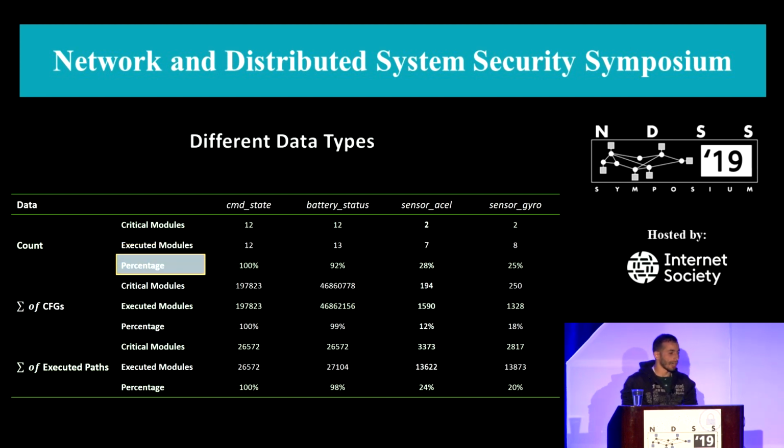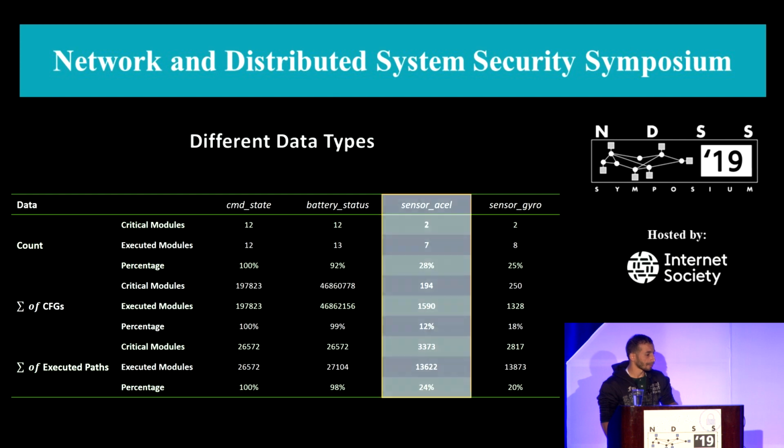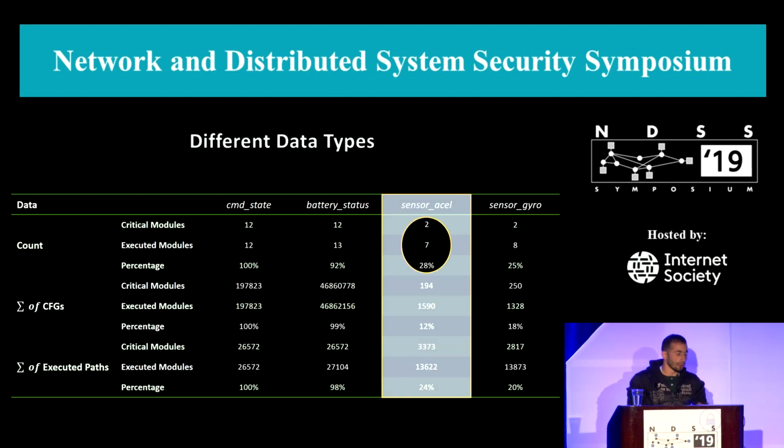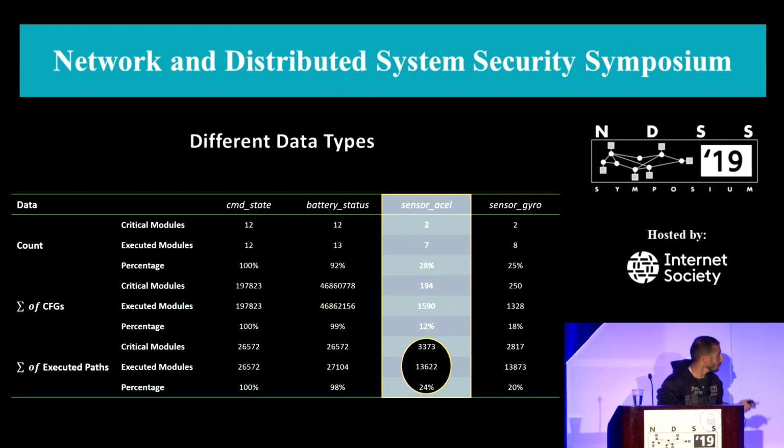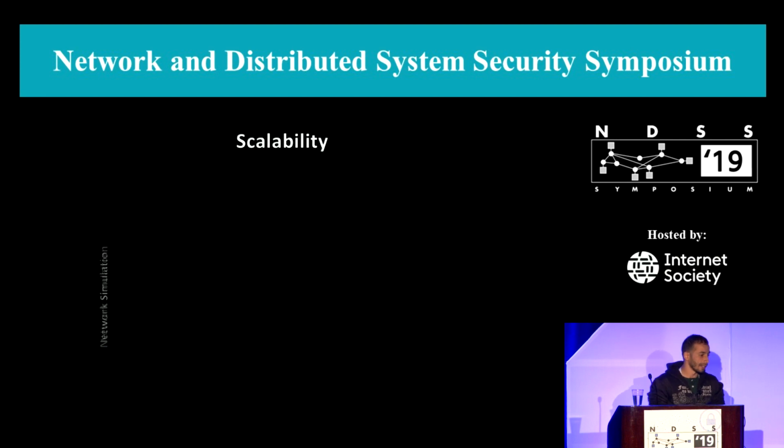For example, for the accelerometer sensor, you can see that 2 out of 7 executed modules are critical for this sensor data, which is 28%. And the CFG size of the critical modules is like 12% of the CFG size of all the modules that were executing when this data was generated. Similarly, the execution path is 24% of the overall execution path.